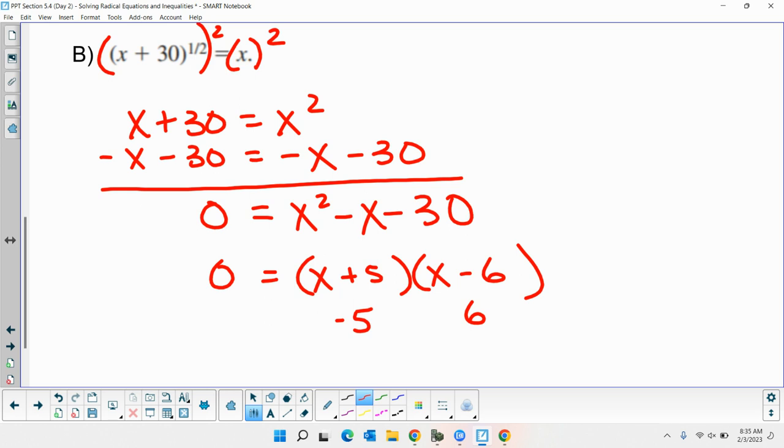6 plus 30 is 36. What's the square root of 36? 6. That worked, right? Negative 5 plus 30 is 25. What's the square root of 25? 5. Is it negative 5? No. So the negative 5 didn't work. Okay?